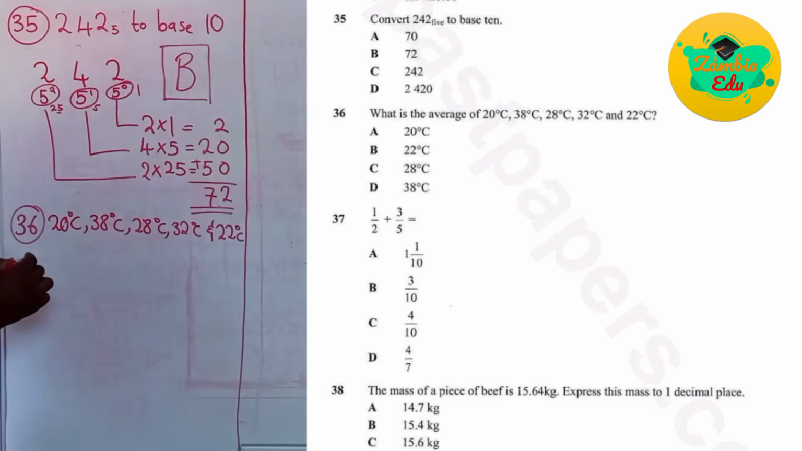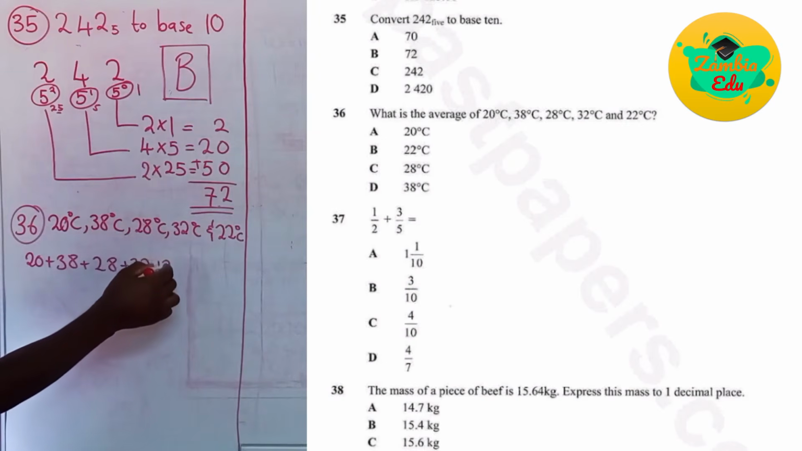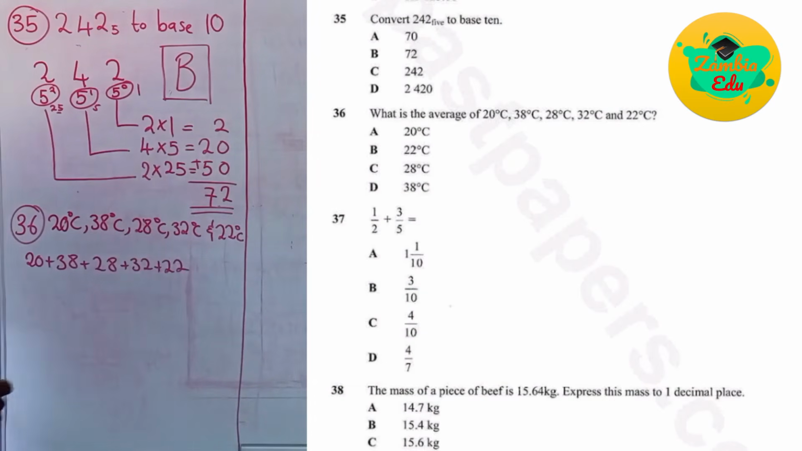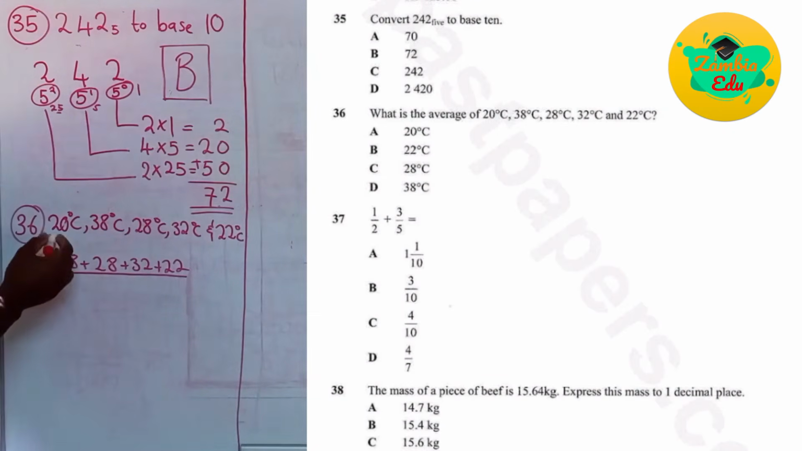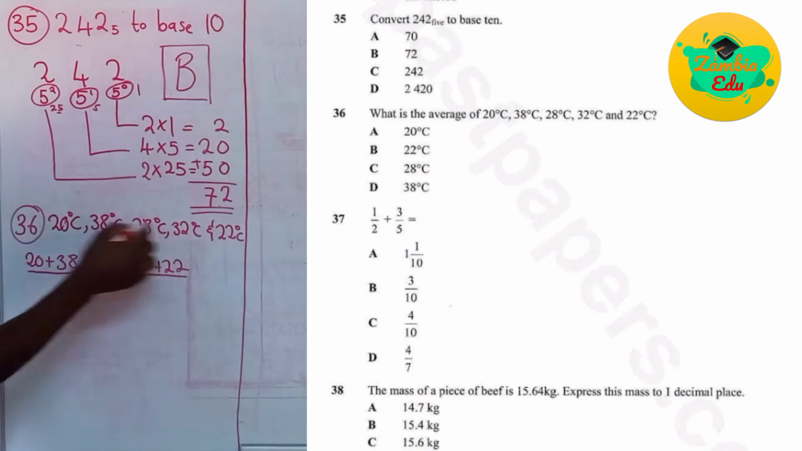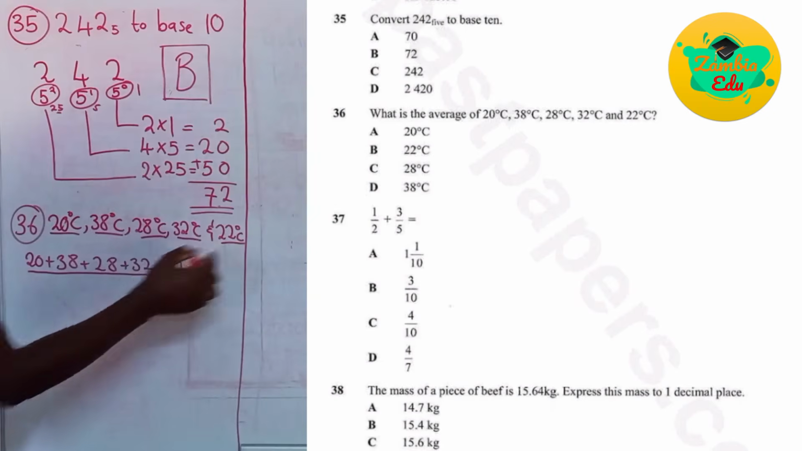So we're going to add that: 20 plus 38 plus 28 plus 32 plus 22. For us to be able to find the average, we are going to add all these numbers, like we have said, and divide over the total number of values. How many were they? All the numbers we are adding, they were 1, 2, 3, 4, 5. So we say over 5.